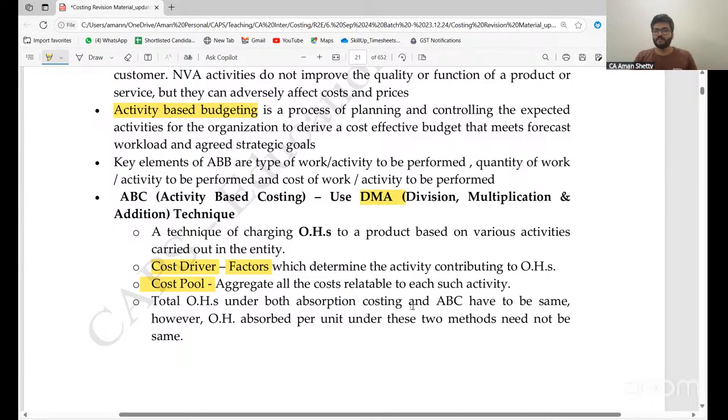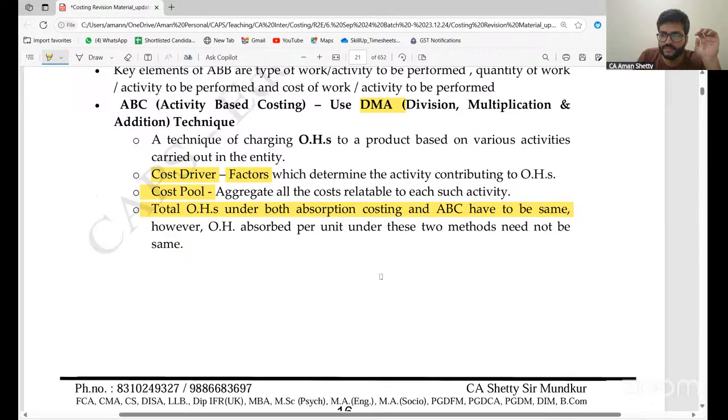Total overheads under both absorption costing and ABC have to be the same, this is extremely important. The total overheads under absorption costing as well as ABC is always the same. It is only the split or bifurcation between activities or products that will change. Understood? So for products A, B, and C, the overheads could be different under absorption costing when compared to ABC. But the total overheads will always be the same. Understood?